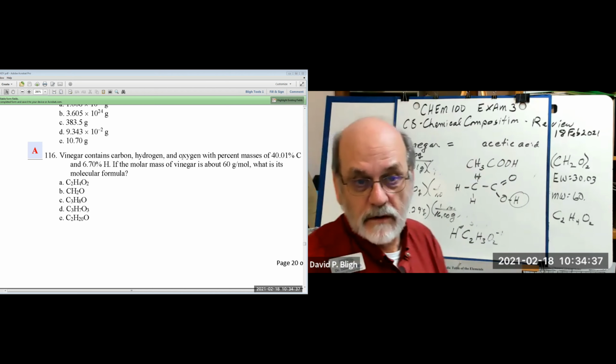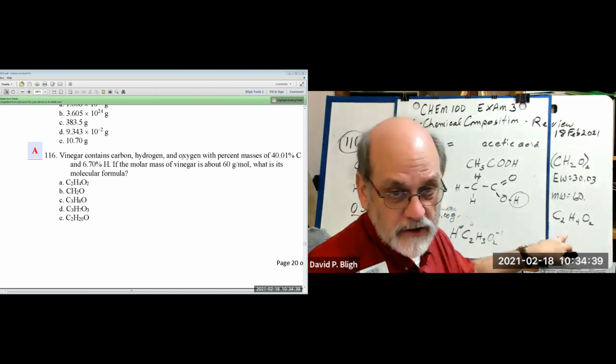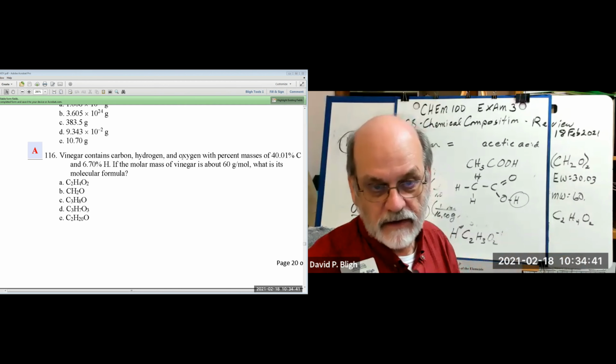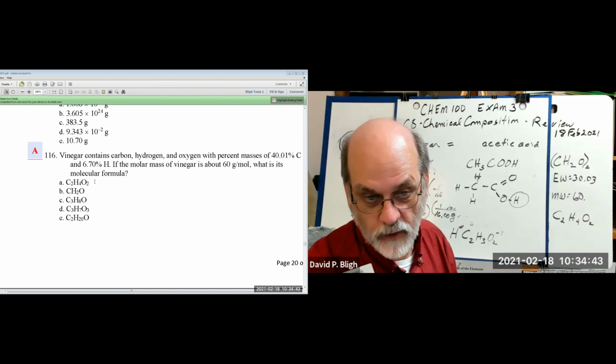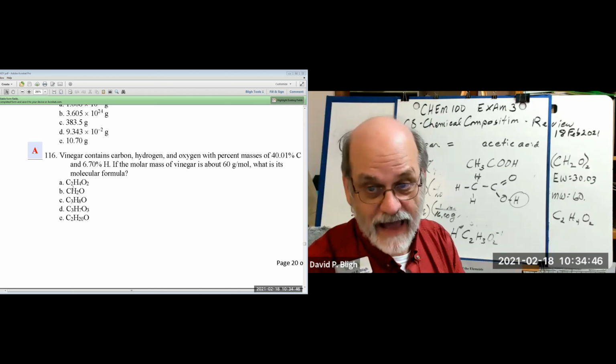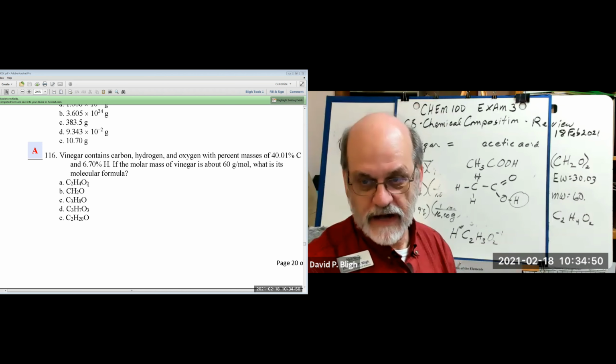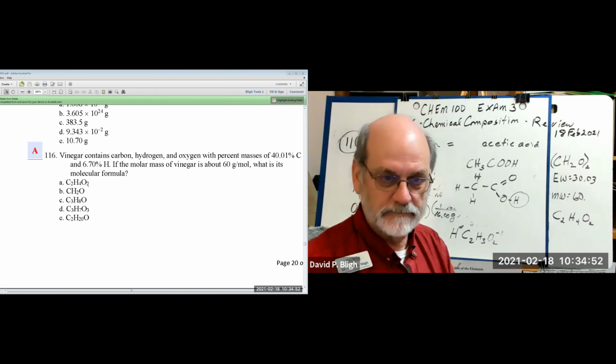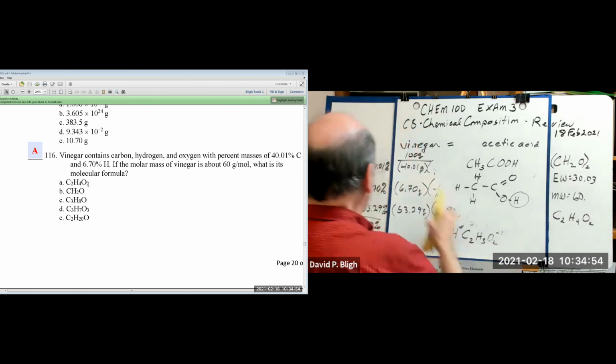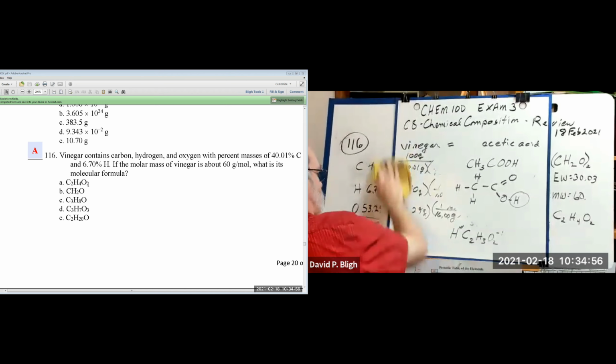And of course, C2H4O2 is A, and that's what they're looking for here, that formula. They don't write it as an acid. They just wrote it as the molecular formula. Everything slapped together.